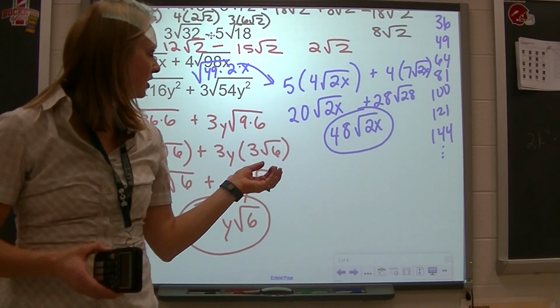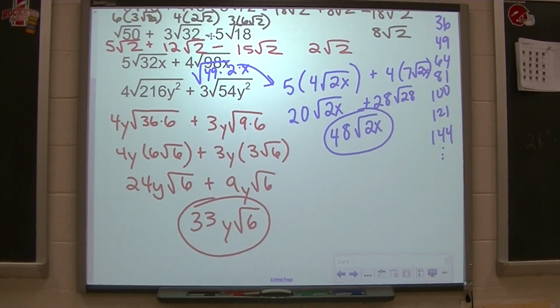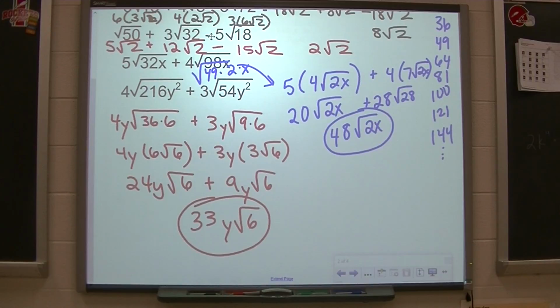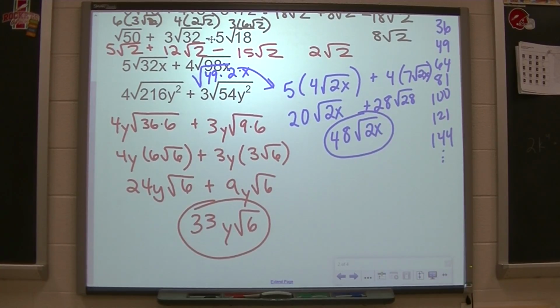So that's a little bit of how you can add radicals. And there's more video coming up, but I thought it'd be a good time for you to maybe take a break, process everything you've learned, walk away from the computer for a minute or two, and then come back to it.